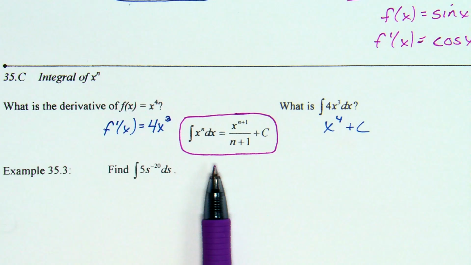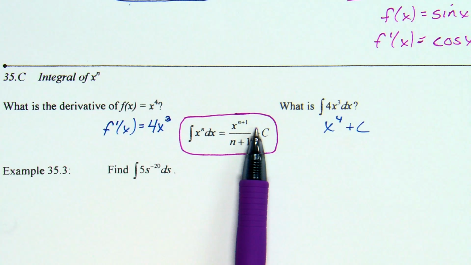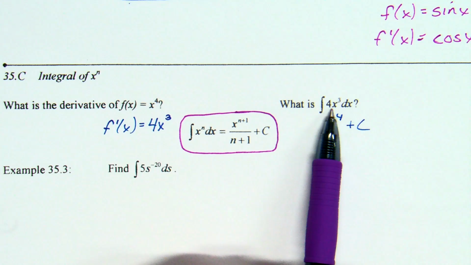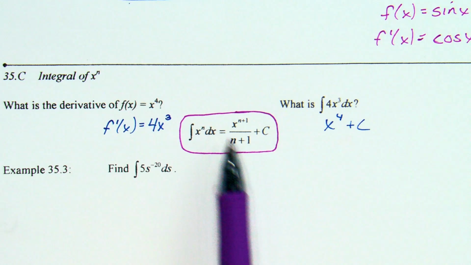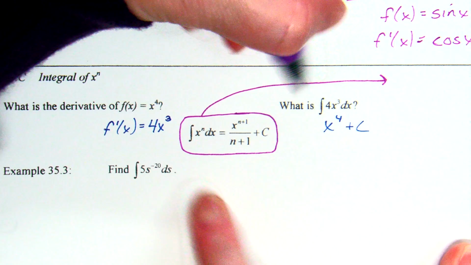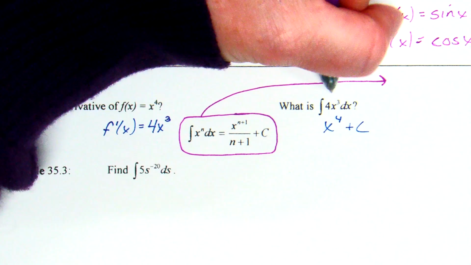Okay, so if you're doing the integral of some power, it's x to the n plus 1. So now since we had subtracted a 1 from the power, we have to add a 1 to the power. And then I like to think of it as you're dividing by that new power. So you're dividing by n plus 1. So if we look at this problem here, 4x to the third, and if we use this idea of the integral of x to the n, my power is 3. So that means my n value is 3, so to speak.